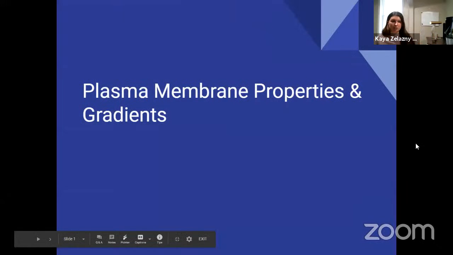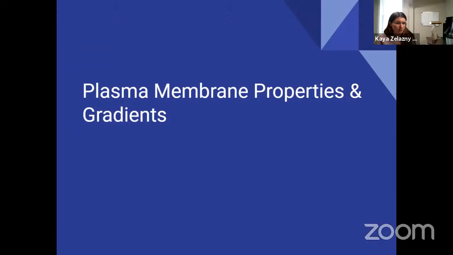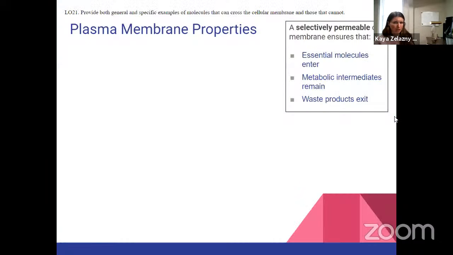Membranes, transport, gradients, all super important components of how cells work. So when we left off on Friday, we were talking about what specific molecules make up a plasma membrane. Now we want to understand a little bit more about how it works.